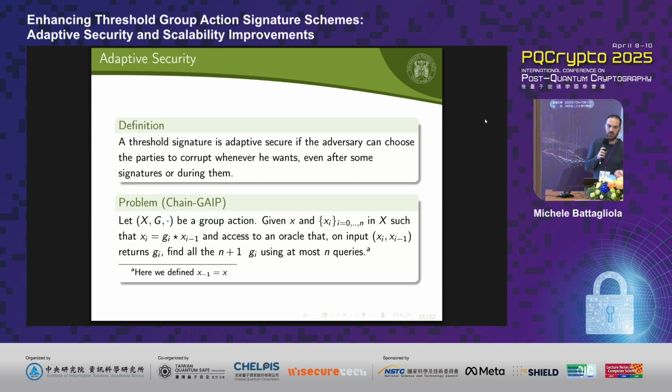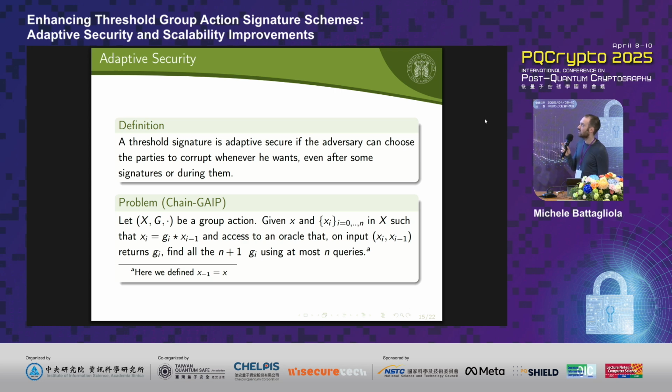This is really bad from a performance standpoint, but it will also be bad from a security standpoint, because now we are ready to tackle adaptability, the adaptive security. So what is a threshold signature which is adaptively secure?